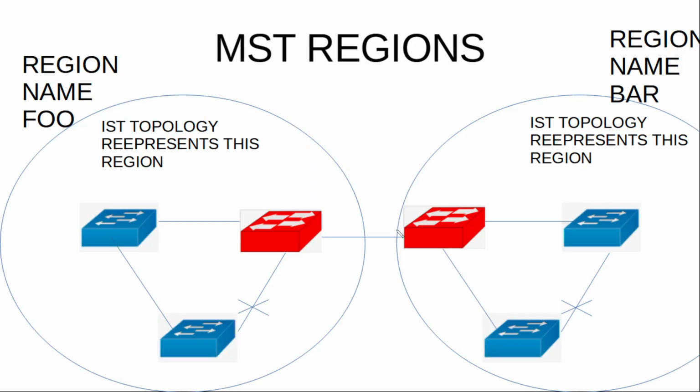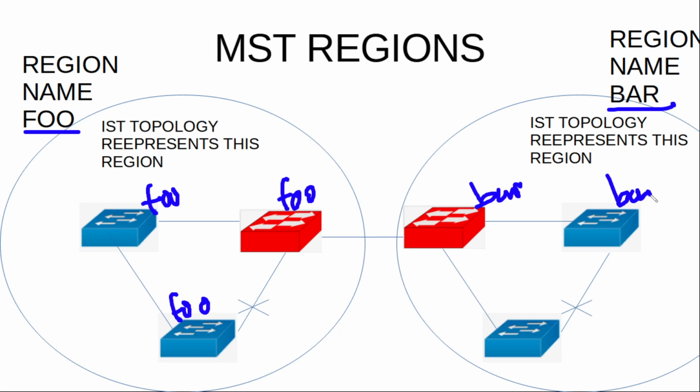So that means that in your switching domain you can have several regions. Each one is identified by a region name. So in this case you have this region name foo. This switch is configured to use region name foo, these two as well, and these two as well. Now this other region is named bar, so this switch is configured to belong to region bar, bar, and bar.